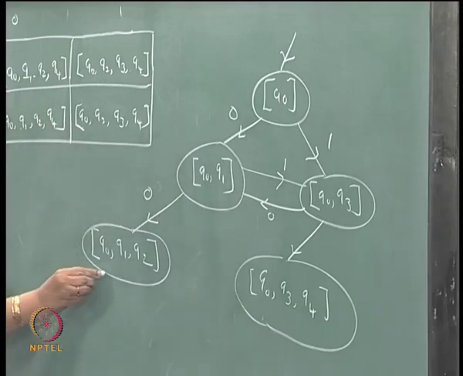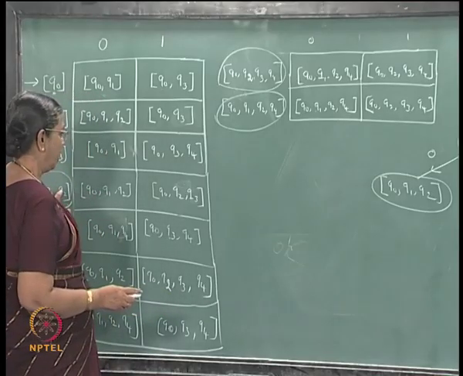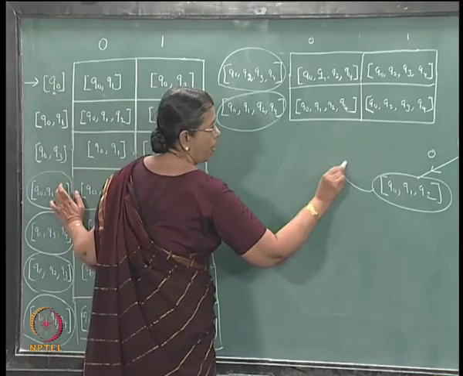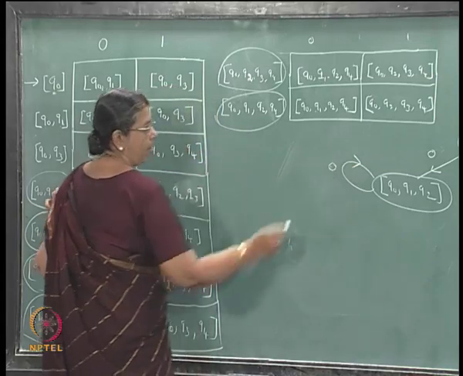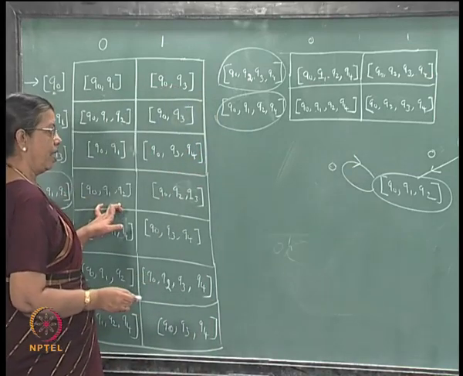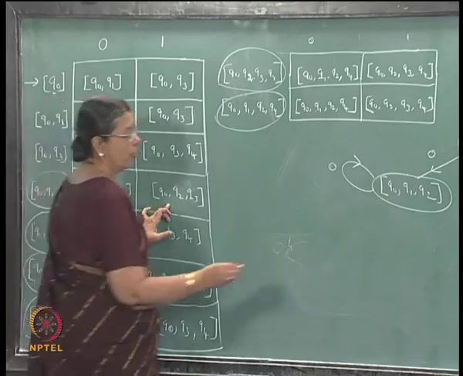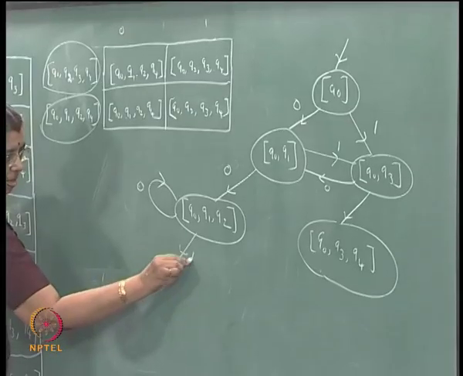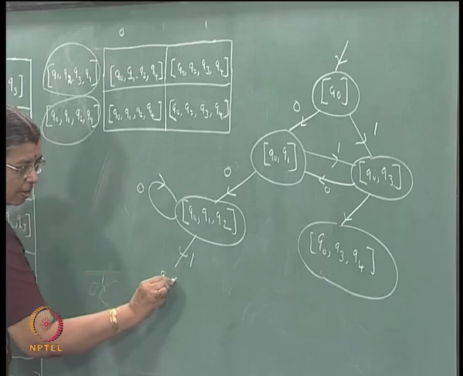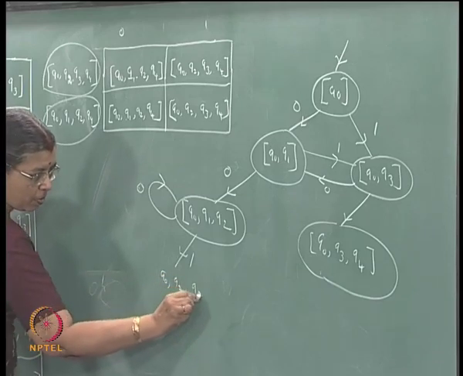Now, from this, there are two possibilities. From Q0, Q1, Q2, if you get a 0, you go to the same state. If you get a 1, you go to Q0, Q2, Q3, another state. Q0, Q2, Q3.